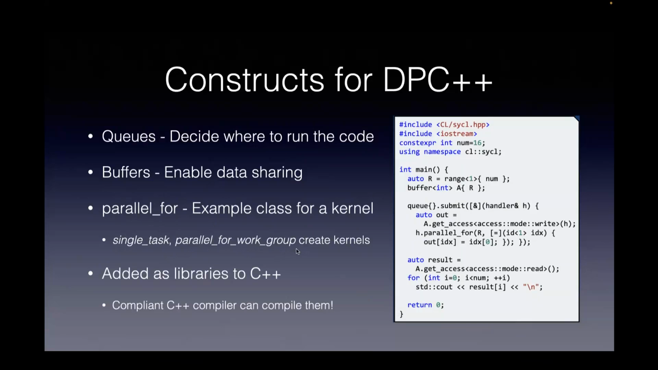The key with DPC++ is that each of these constructs, your queue, your buffers, all of those are added as libraries to C++. So you don't need to learn any new syntax when compared to learning C++. As long as you can code in straight C++, when you have a compliant C++ compiler, you will be able to compile these and run these directly on GPUs or any accelerators for that matter. Okay. So before I proceed here, any questions that you have?